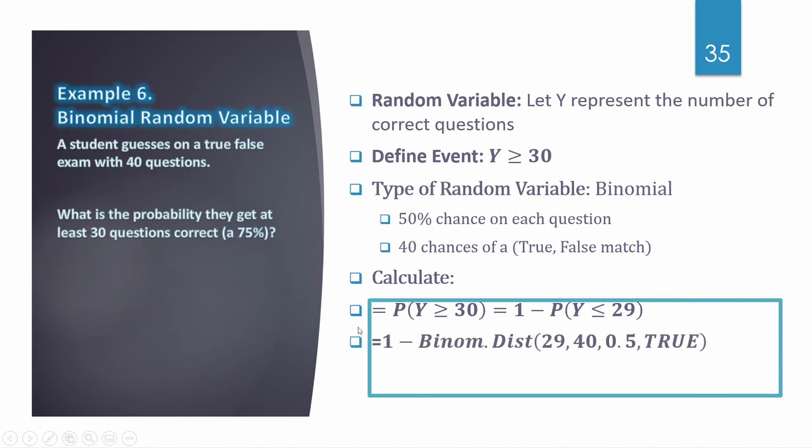So that means I can calculate the probability of getting at least 30 questions right as 1 minus binom.dist of 29 out of 40 with a 50% chance of correct guessing, and give me the true option, meaning give me the cumulative outcome, and that is a 0.11% chance. There is a 0.11% chance of getting at least a C on a multiple choice 50-50 exam. Excuse me, a multiple choice exam with 40 questions.